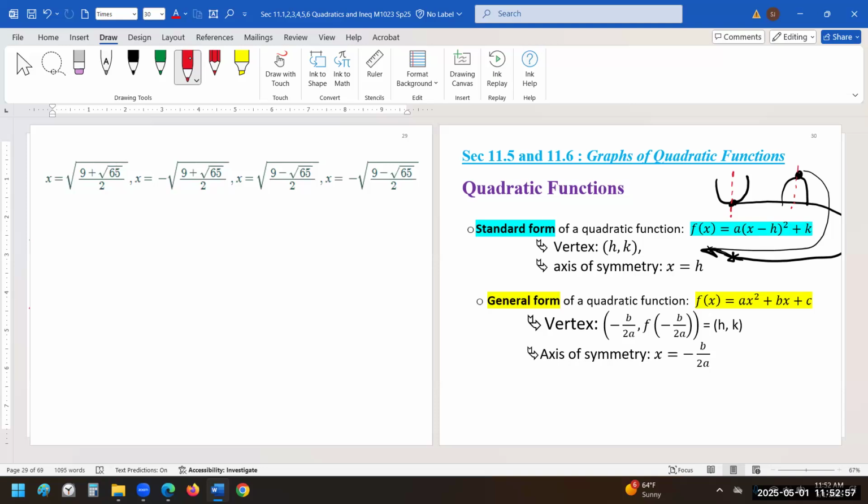The second format is general form. There's only one reason we like general form. It tells us what is our y-intercept. We don't have to do any math to find out the y-intercept. The y-intercept is a constant. And if it's factorable, then we like the general form to find the x-intercept. If it's not factorable, we don't like it.